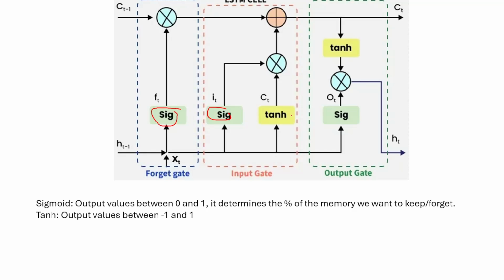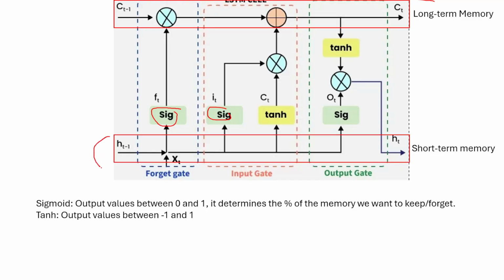Okay, so starting, this top line represents the long-term memory, and this one here represents the short-term memory. We can notice, especially in the long-term memory, that there are no weights and no biases directly affecting the values here. So we will obviously not have the exploding or the vanishing gradient problem.